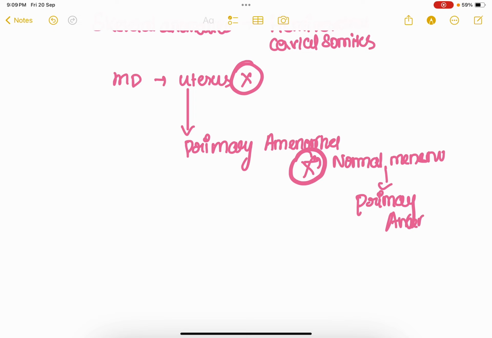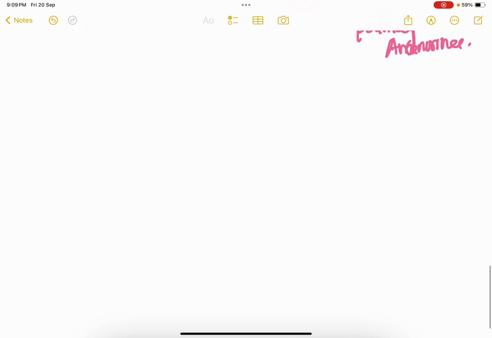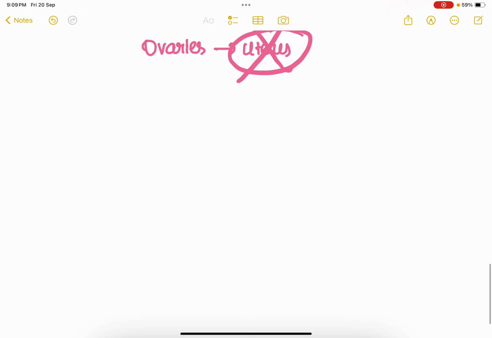Apart from that, can these patients have their biological children? Yes, they can. Biological children are the children born out of their own gametes, right? They can have their biological children because the ovaries are apparently normal in such patients, but they can't bear the child. Since the uterus is absent, they cannot carry their own child in the uterus. They have to opt for surrogacy.